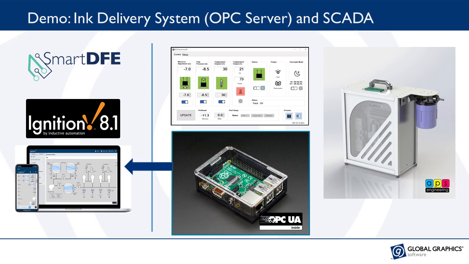In this demo, we feature an ink delivery system. It's connected to an OPC UA server that is in turn connected to an ink delivery system. The OPC UA server is running on a Raspberry Pi. The Raspberry Pi is taking proprietary data from an APS serial interface and exposing that data as a series of OPC UA tags.